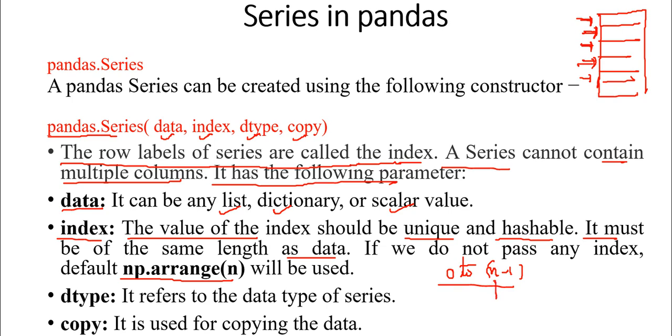So here, if there are n number of rows, the default indexing is from 0 to n minus 1. Data type: you can specify the data type of the series. That means you have a column, let us suppose I have a column age. Now if you think age is of type integer, then you can specify your data type as int64 or int32. Copy can be used for copying the data. So like that, the basic Pandas series object consists of 4 attributes: data, index, dtype, and copy.